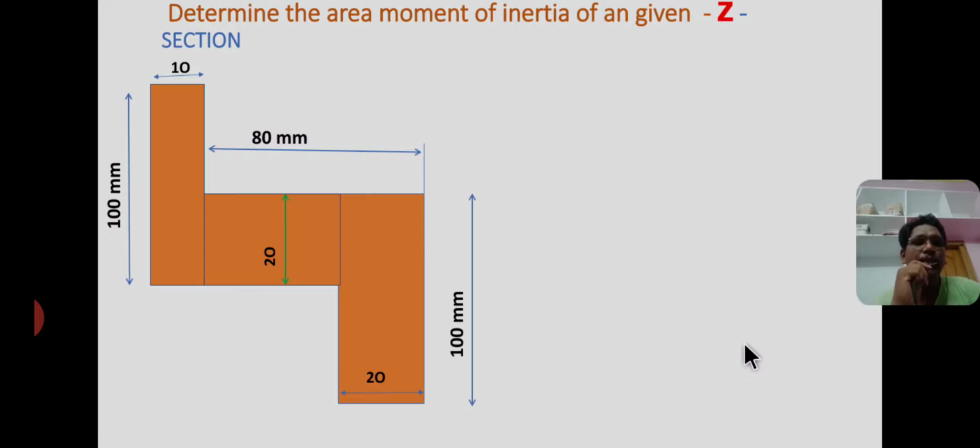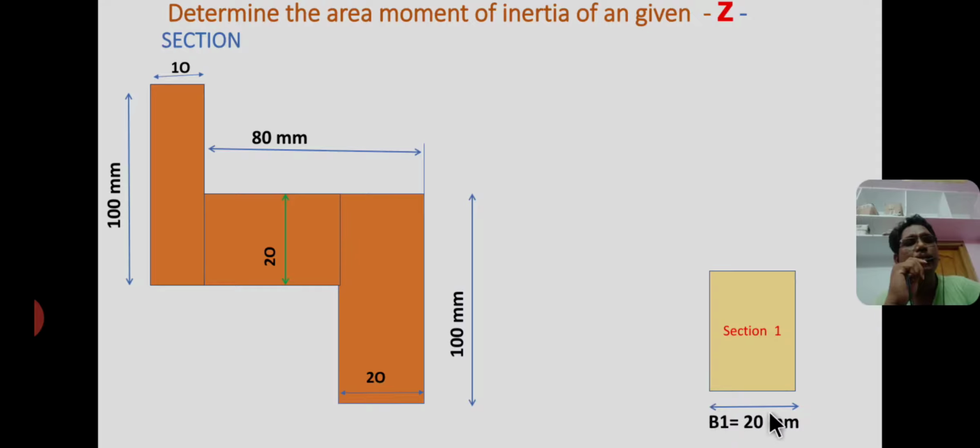This is also a Z section. First of all, the given Z section is split up into 3 rectangles. I consider the bottom rectangle, from here to here only, as section 1, that is base b1 equal to 20 mm and height d1 equal to 80 mm, from the base to here.